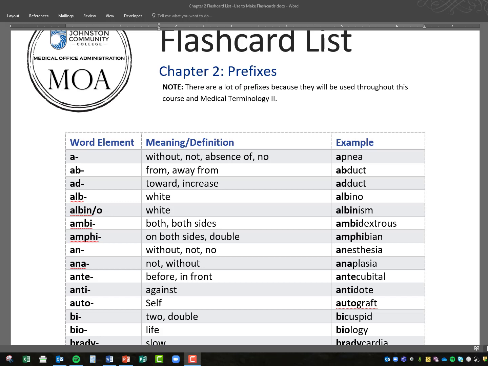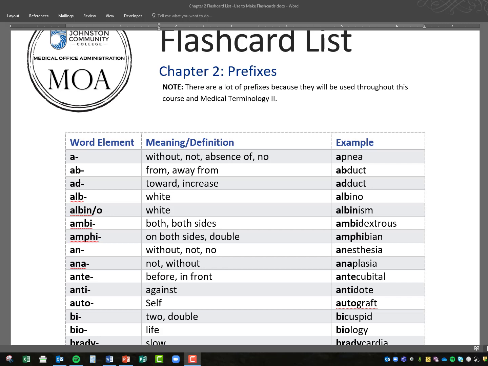Abduct is a great way to remember. Ab is away from. So this is away from the midline. And then adduction, think of add and subtract. You're adding to it. So that is towards or to increase. Albino, white, like albinism, right? Ambi, think of ambidextrous. Use both hands to write.